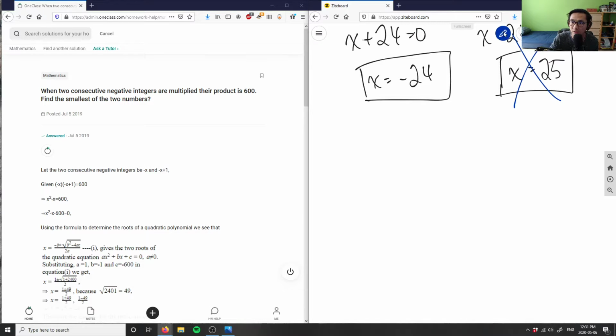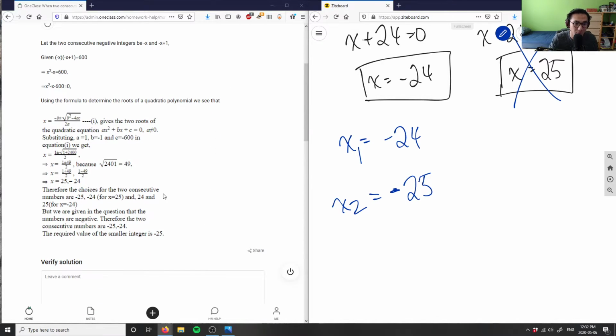And I can also say that my two numbers here, so x here will have to be 24. So that's what I said: let that be the first number, and let x plus 1 be my second number, right? So in this case, I would simply write x minus 1 would be the next number. So this here would equal negative 25, right? So x1 and this here is x2. So these two are my numbers. As you can see, negative 24 times negative 25 will make up 600.